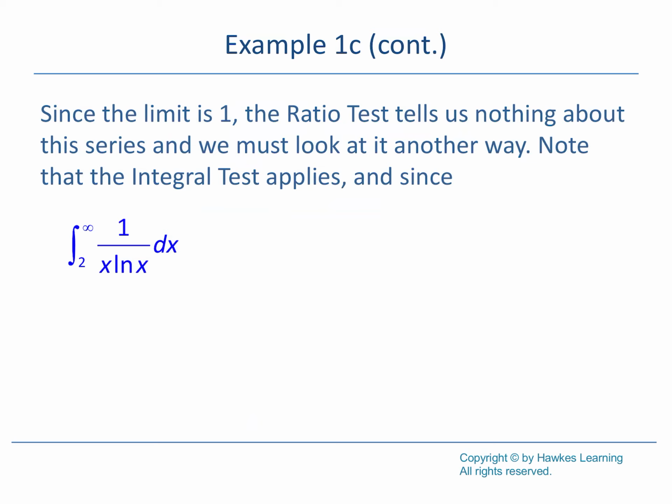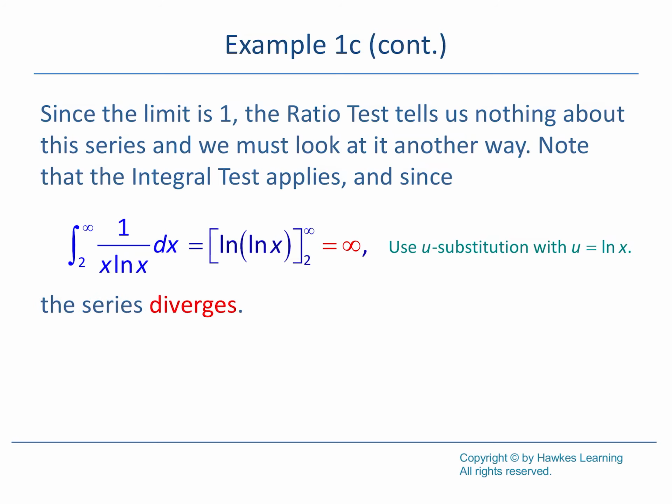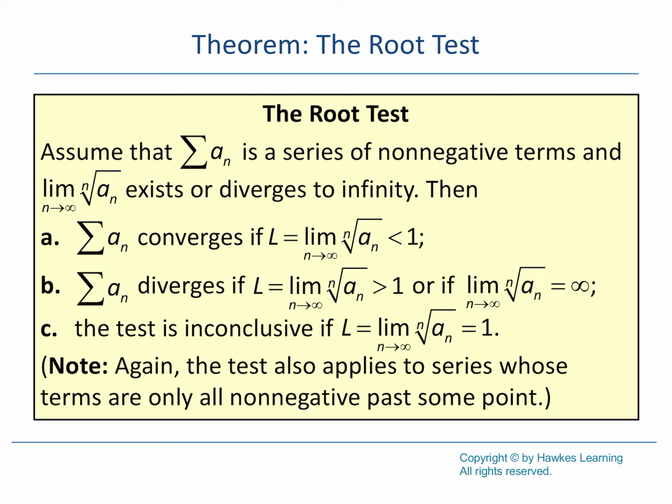So if we take this integral and do a little bit of u substitution, where u is ln of x, we get that as an antiderivative, and that diverges. And so that would diverge with the infinite series. So the ln of x was not big enough to make that whole thing converge. Okay. And that's it for the ratio test right now.